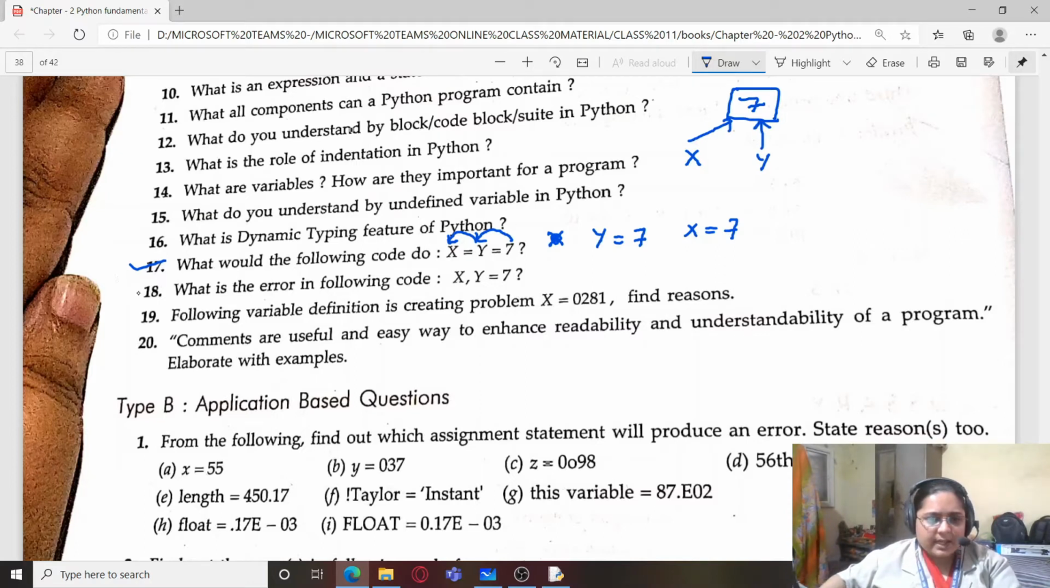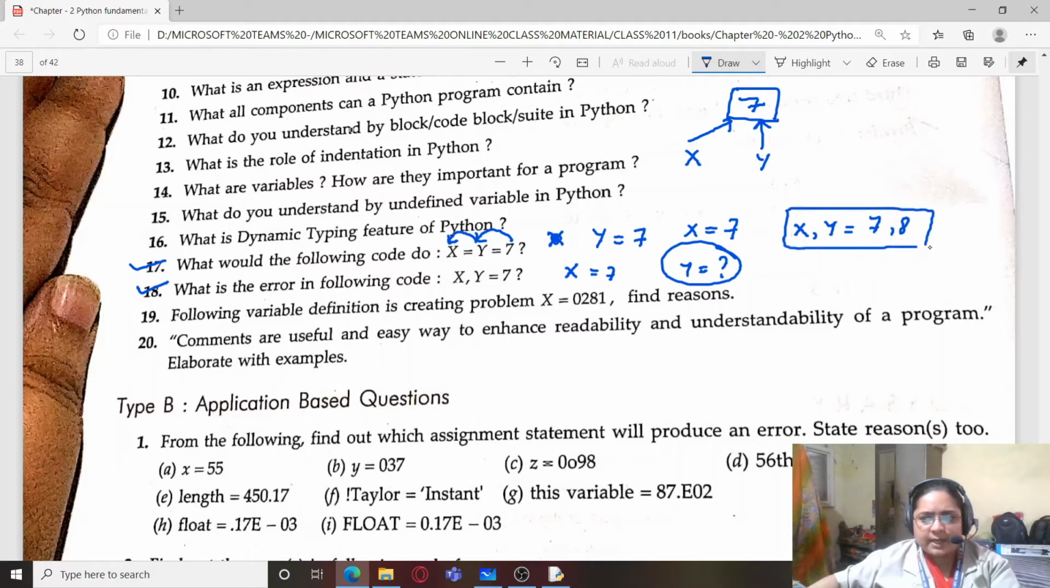Next, what is the error in the following code? x, y = 7. Here the problem is x will have 7, but we don't have any value for y. Hence it can be solved by the statement x, y = 7, 8. Any value you can provide for y.